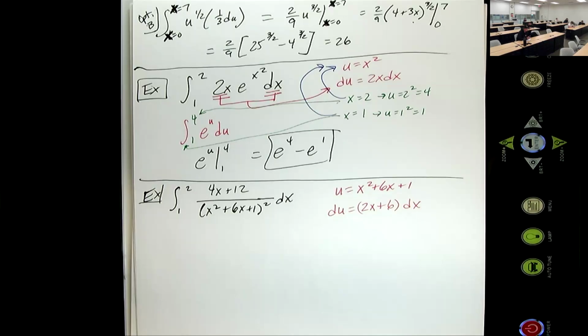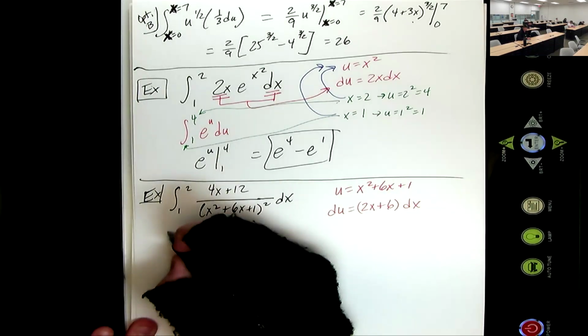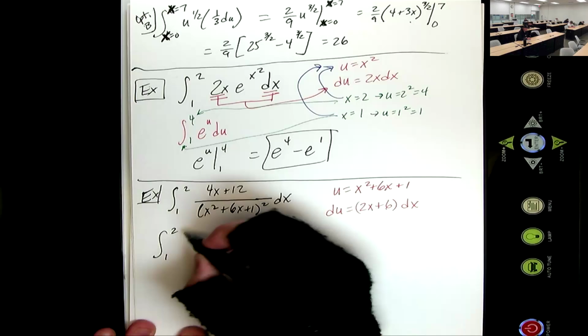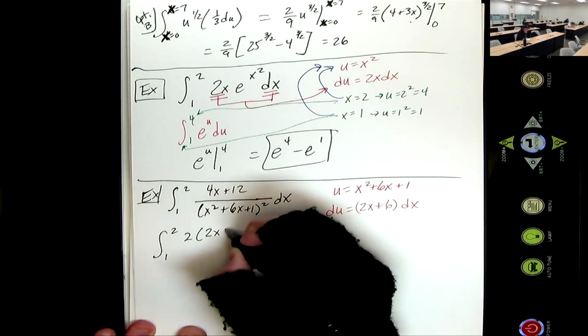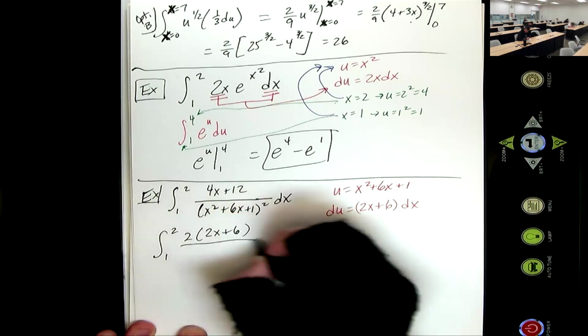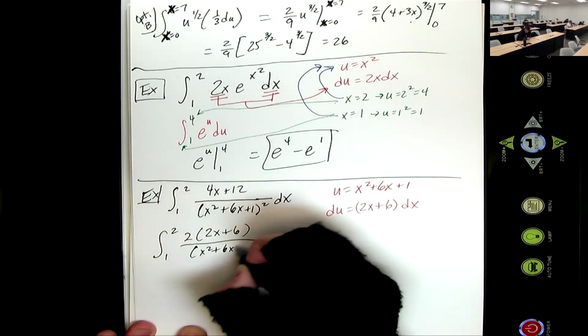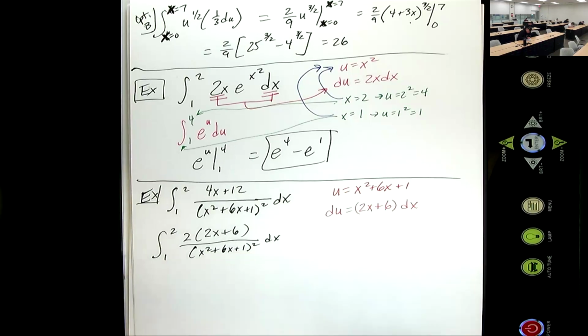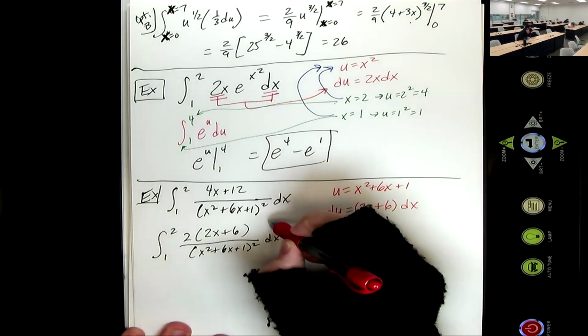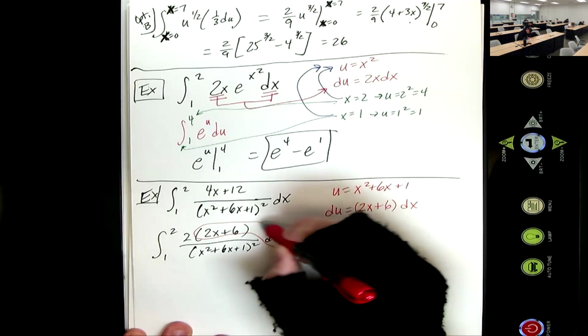I don't have 2x plus 6 in the problem though to get rid of, do I? But you do have a 4x plus 12. Well, what can I do with that, Jacob? We can't just make it randomly go in half, but I could factor out a 2, let's do that. And now I have what I'm looking for. There's my du.